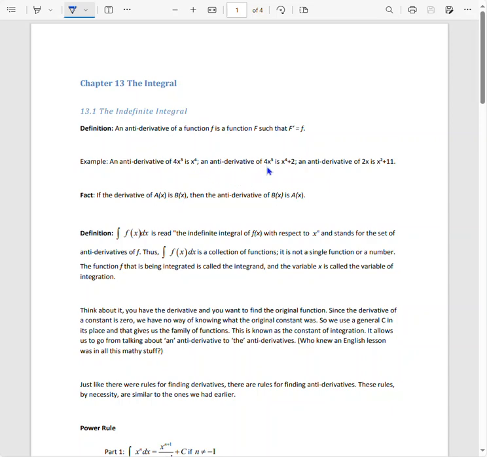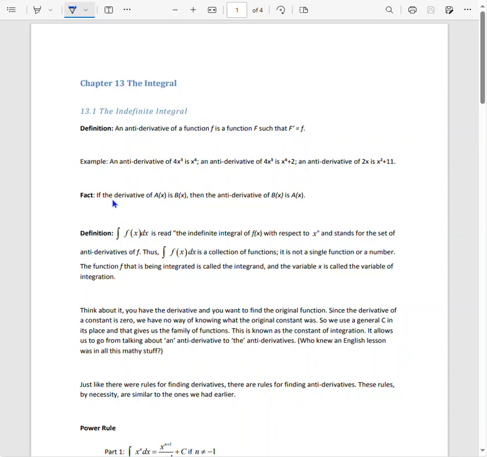So antiderivative is where the derivative came from. Another antiderivative of 4x cubed is x to the fourth plus 2, or x to the fourth minus 17. An antiderivative of 2x is x squared plus 11. See, the thing is we can't ever recover a constant, right? Because what's the derivative of a constant? It's zero. Going back from zero in an antiderivative, we have no idea what constant it could be.